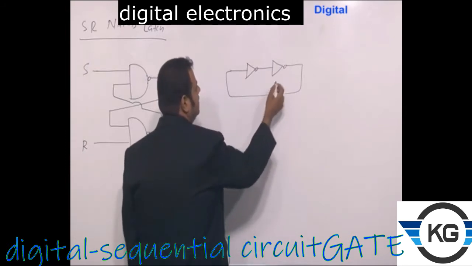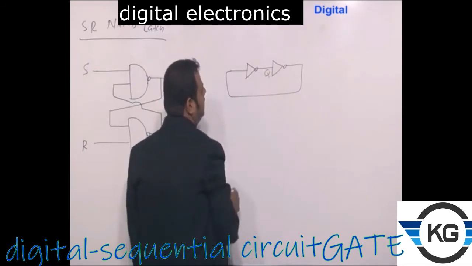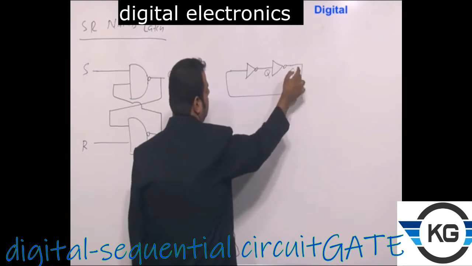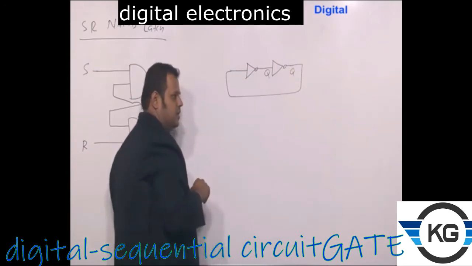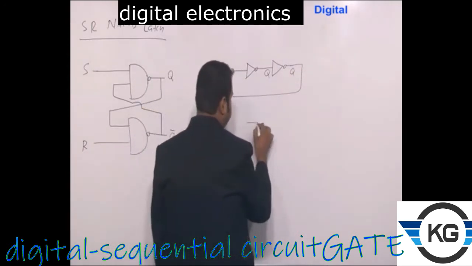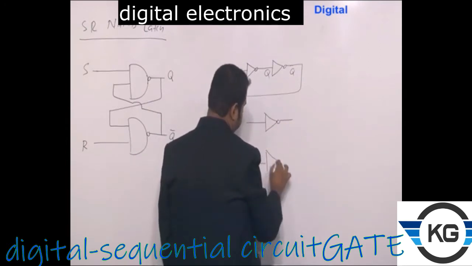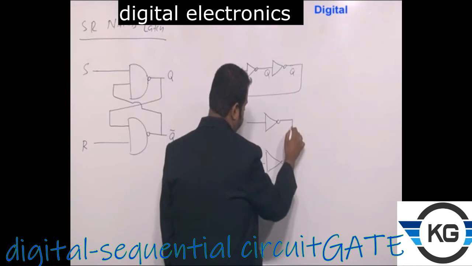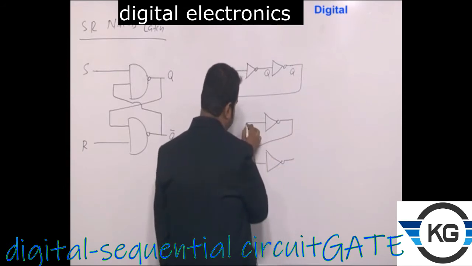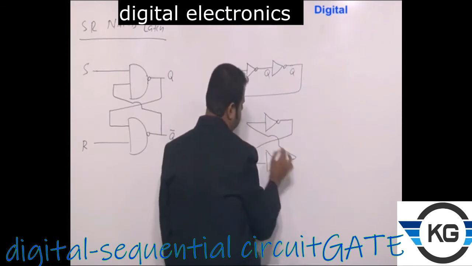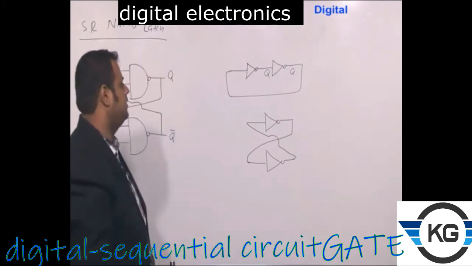Suppose here this is Q, right? So what will you get here? This will be Q bar. So Q bar is connected here. You will find in some books they arrange it like this. The same structure they simply arrange like this. So this is like this, and this is like this. See that both are the same thing.